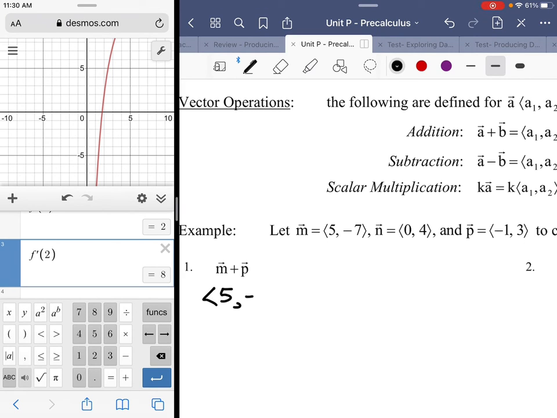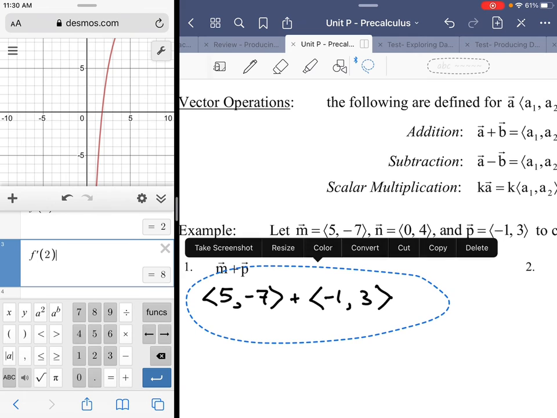All right, so m plus p is really just a matter of taking your vector m, which is 5, -7, and adding to it -1, 3.